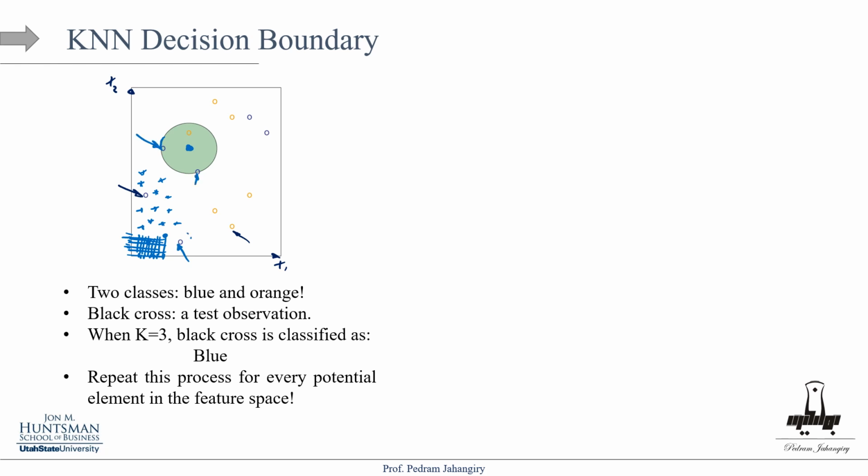So as you can guess, if you repeat this process for all these potential observations in the feature space, they're going to be blue, right? So easily, we can see that they're going to be blue. And for example, these are going to be orange. And maybe these are going to be orange, etc. Now let the computer do the job and see what the decision boundary is going to look like, right?